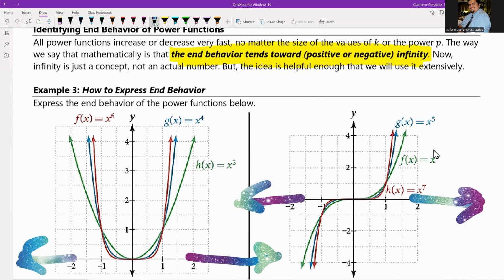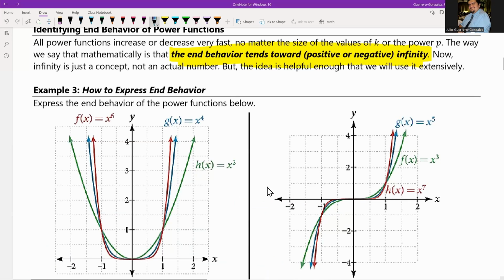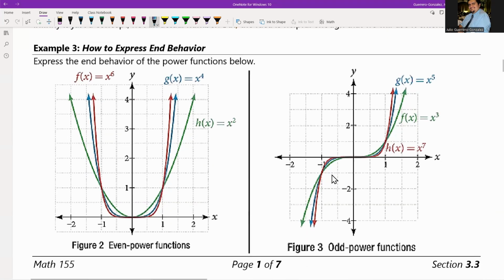Okay? So now, how do we express end behavior? That's where I need to show you guys the graphs that are right there at the bottom right here. Notice, all of these graphs, so this is the x² graph. Okay, this is x to the 4th, x to the 6th. Those are 3 different graphs where the power is even. And notice the shape that it takes. It always takes a U shape.